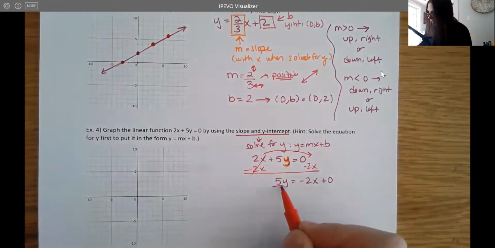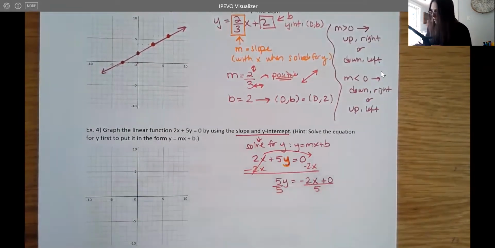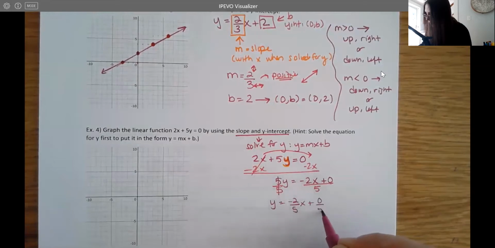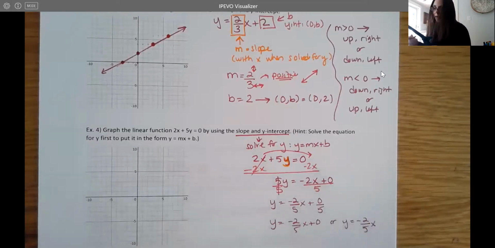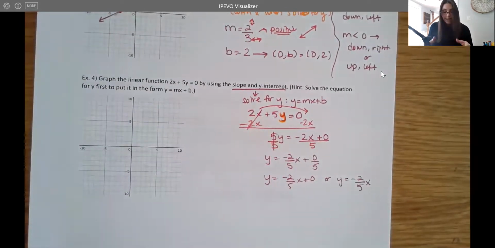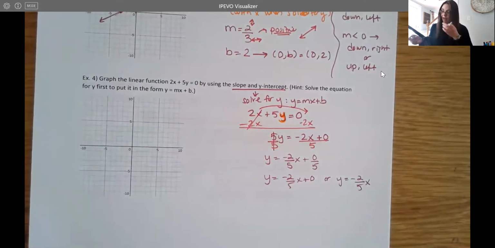And then we're going to get rid of this 5 by dividing both sides. And just be careful when you divide, technically you're dividing both parts. So I have negative 2/5 x plus 0, or just negative 2/5 x, because again, we don't really need that plus 0. Now my y is by itself, so I can pick up my values.